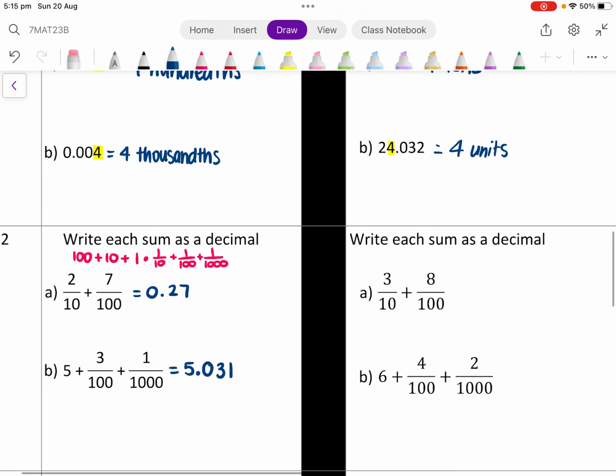Okay, can you have a go at writing each sum as a decimal? We have 3 tenths plus 8 hundredths. And we have 6 plus 4 hundredths plus 2 thousandths. Pause the video here.